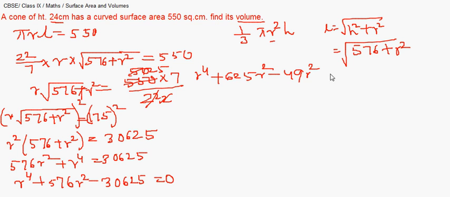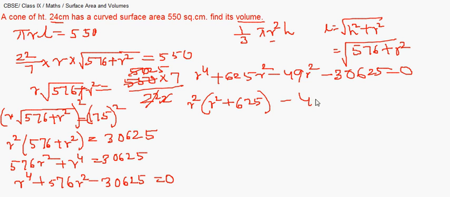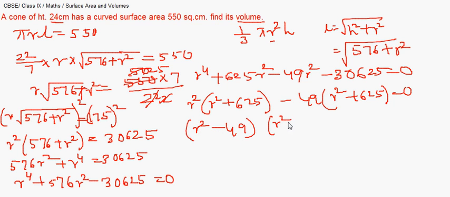This is a simple factorization by middle term splitting. If I take r square common, I'll be left with r square plus 625. Here I can take 49 common, that will also leave me with r square plus 625, thereby getting the two factors: r square minus 49, and r square plus 625.